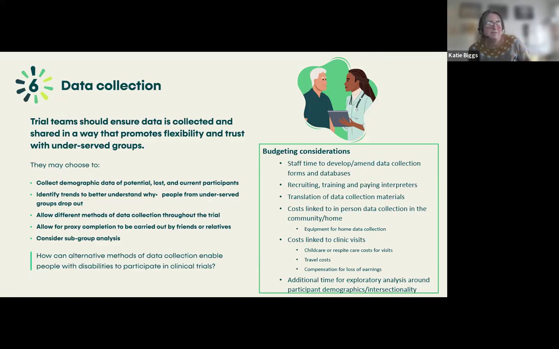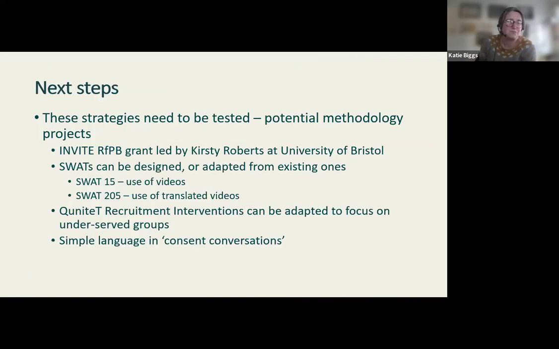But putting that information in your trial report can help with meta-analysis as well down the line. So it might not be powered in your study, but in terms of meta-analyses, including data by characteristic could help with that down the line.